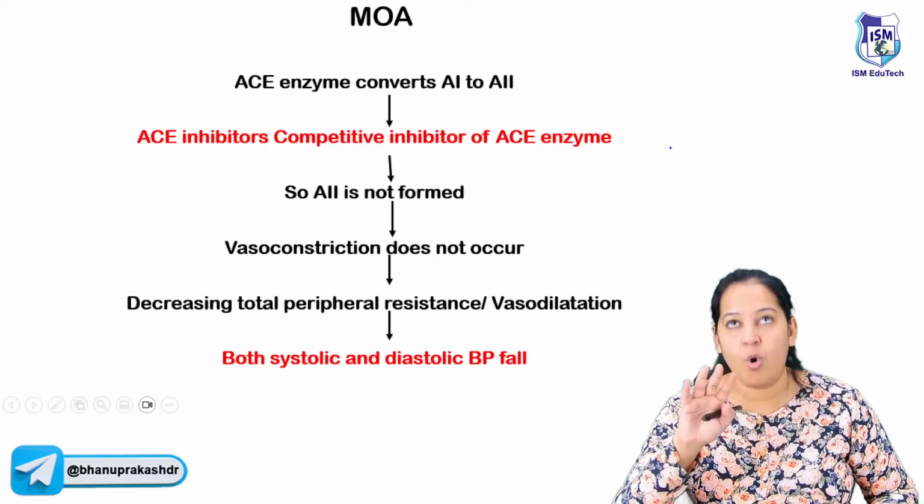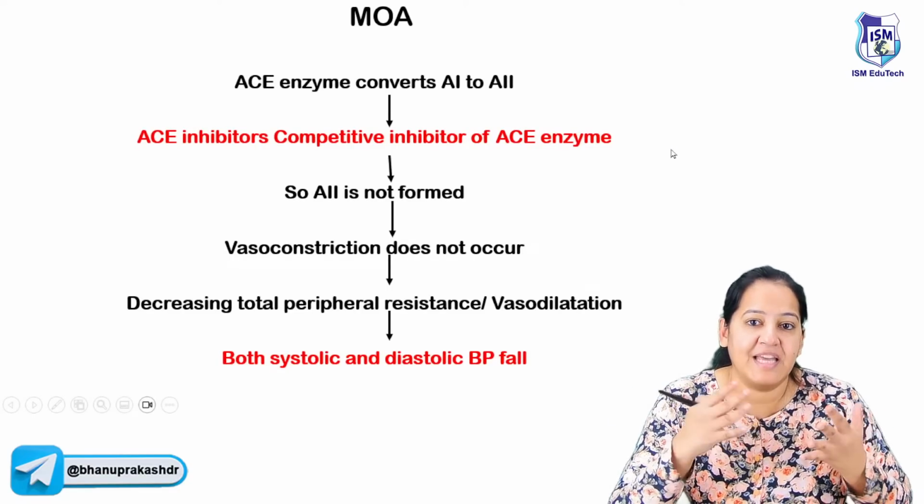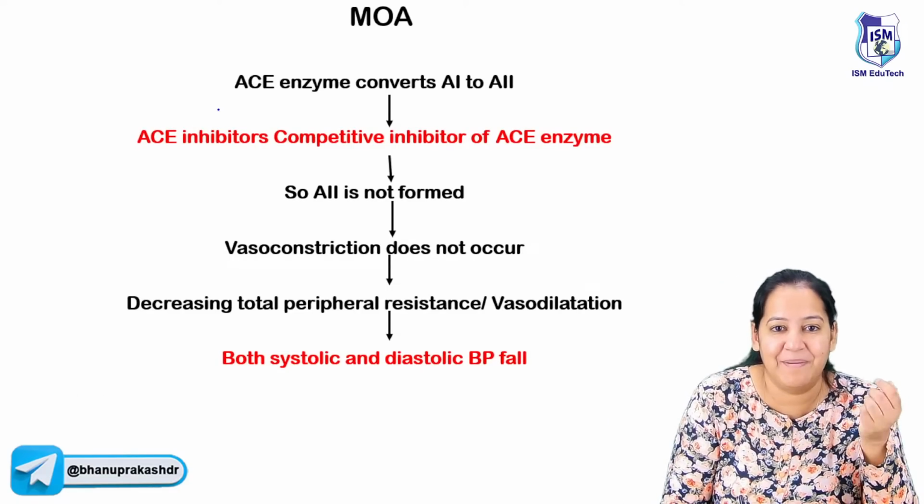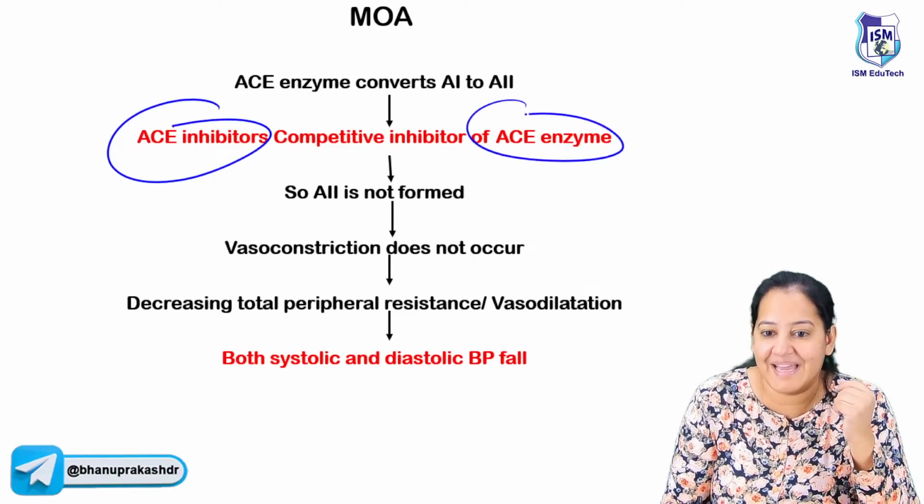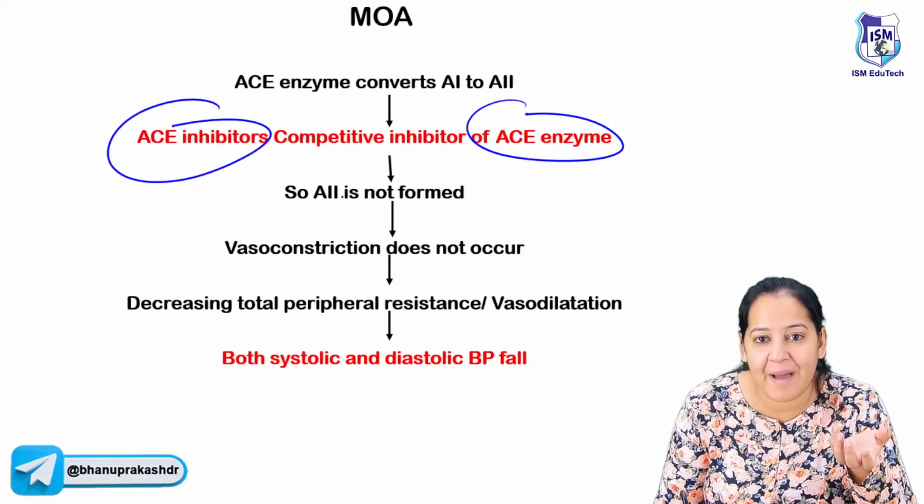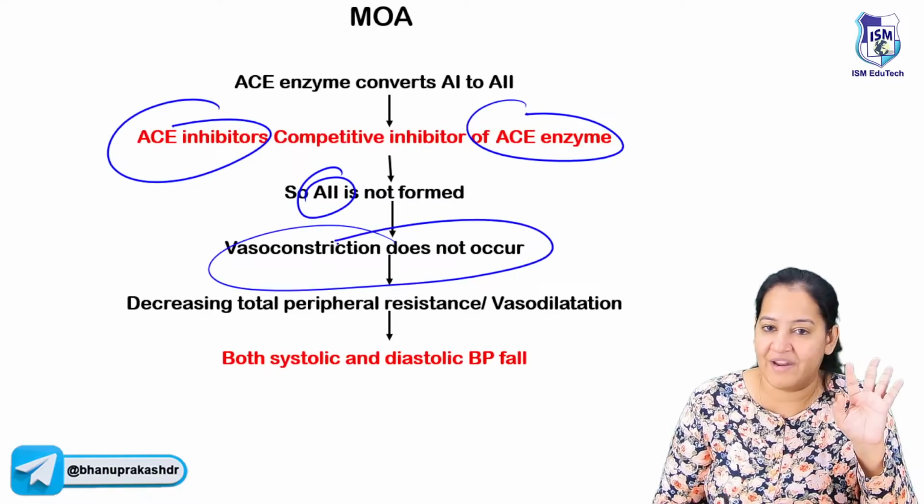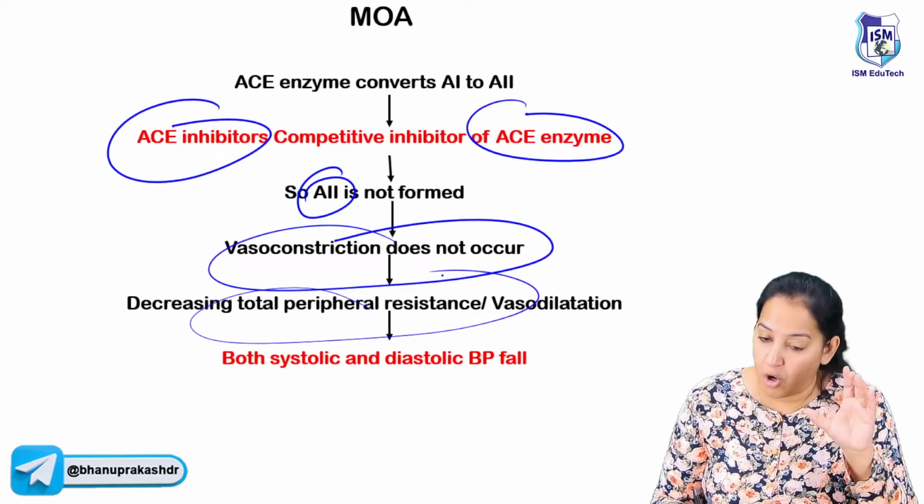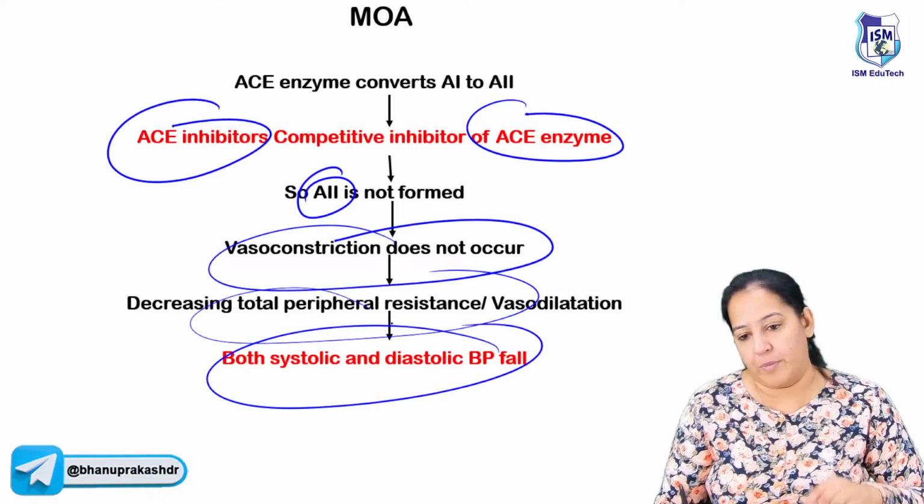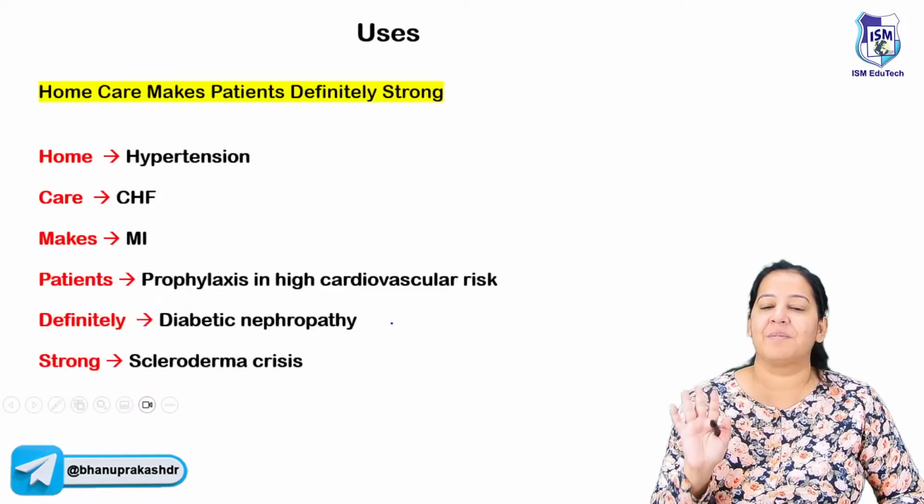What is the mechanism of action? Obviously, ACE inhibitor is a drug that inhibits ACE. But what will happen by inhibiting it? Angiotensin 2 will not form. It will not go to the peripheral six organs. It will not cause the increase in BP and BP will become normal again. So this is the mechanism of action.